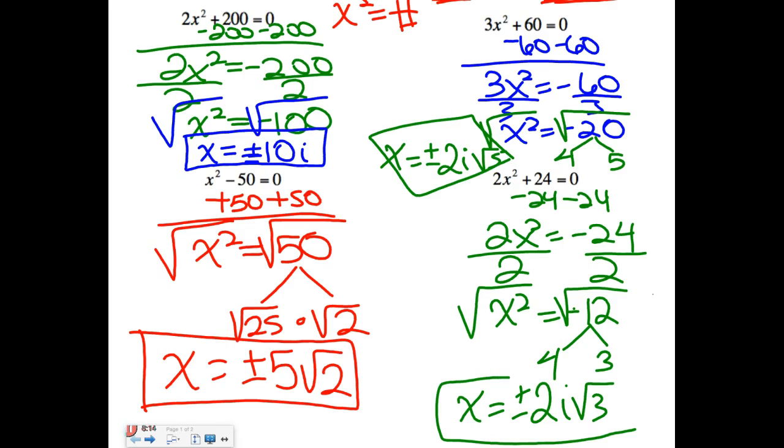So on your homework, you're going to have a little bit of everything of this. You're going to have some that work out, some that don't. You might have some like this. If you got a positive, it means there's no i. Okay, that is the second part of your assignment.